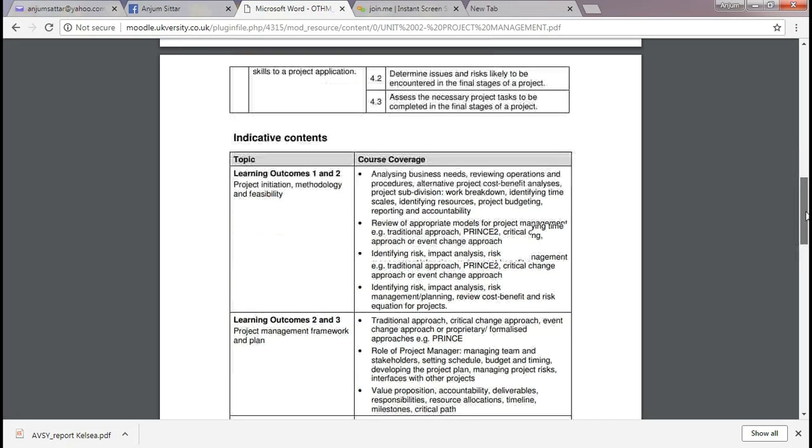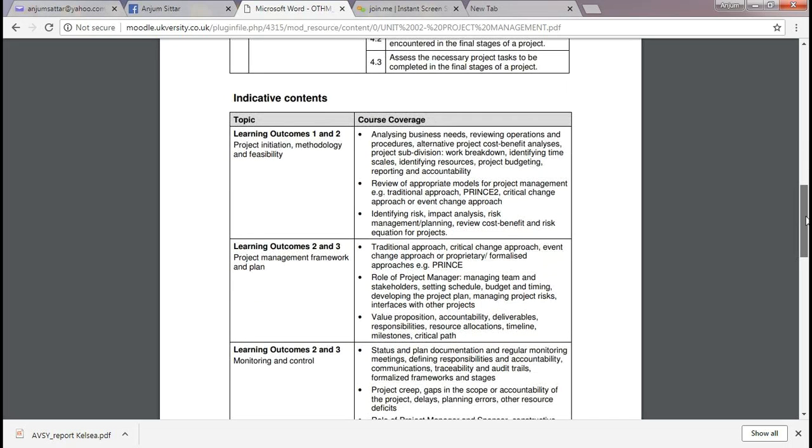So today we'll move forward and focus on LO2, and a bit of recap of LO1 as well, because these two are linked to each other. Each learning outcome is linked with the previous learning outcome as well. So today's lesson will be focused on LO2, project management framework and plan.